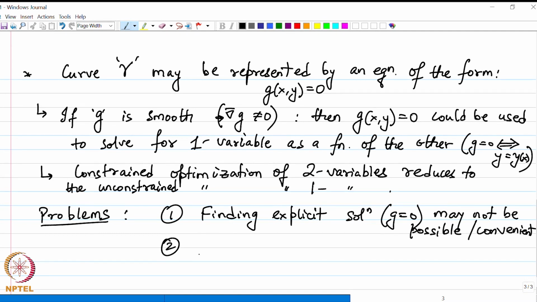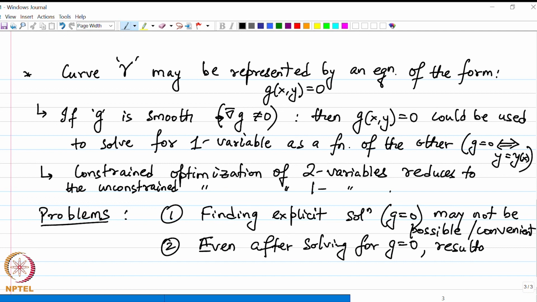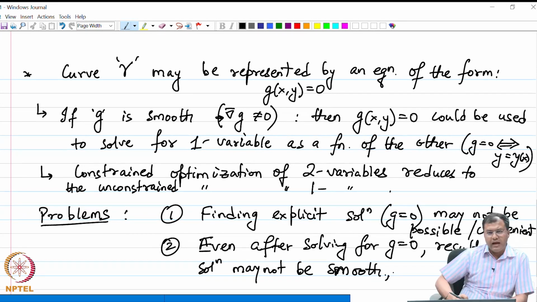And then the second problem is even after solving for g equal to 0, the resultant solution may not be smooth. Let me just highlight this particular case, this problem.